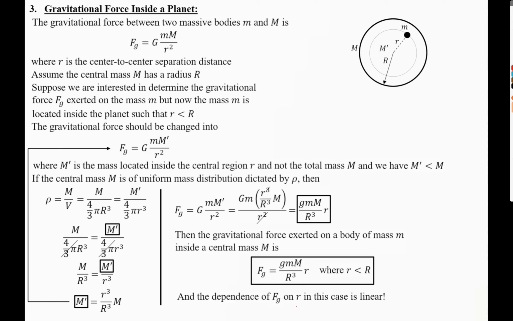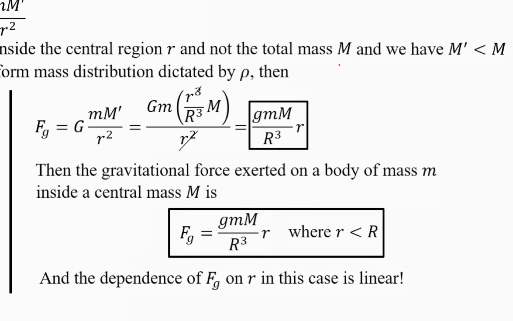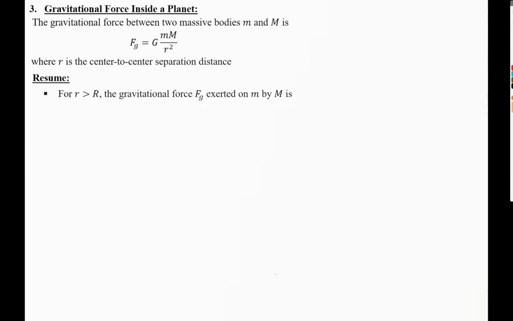And the dependence of Fg on r in this case is linear. Notice carefully here, initially when we started with the pull of gravity outside the planet, it was proportional to 1 over r squared. Now inside the planet it's proportional to r. Then outside the planet is hyperbolic, and inside the planet is linear. This is a very important result.